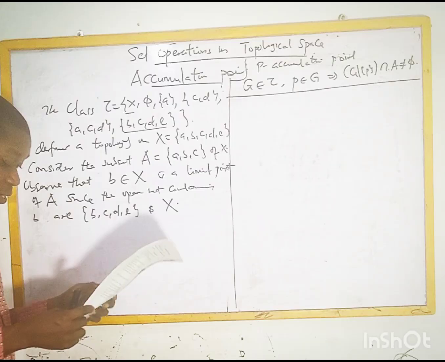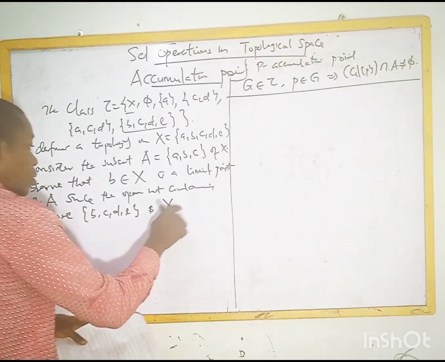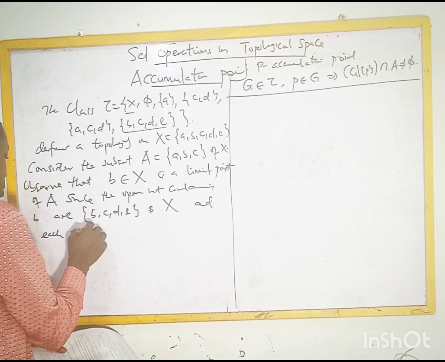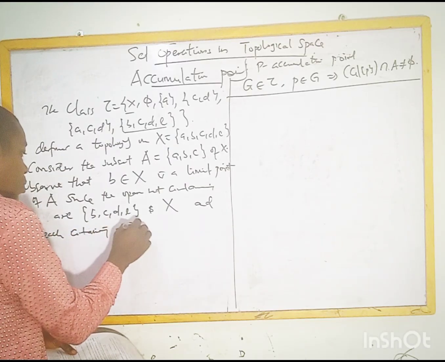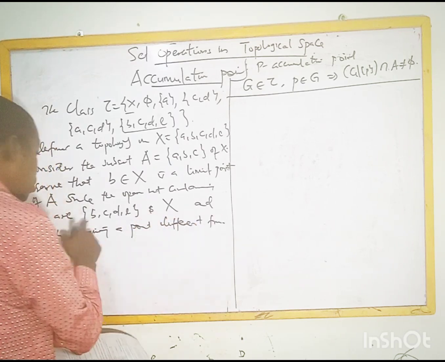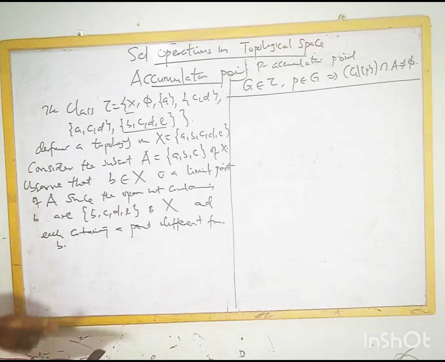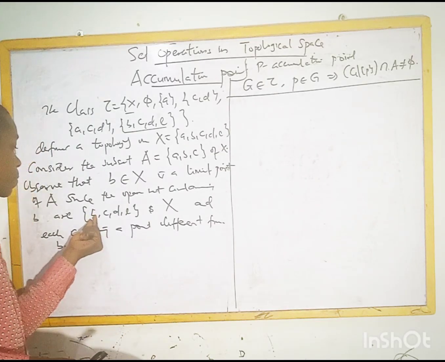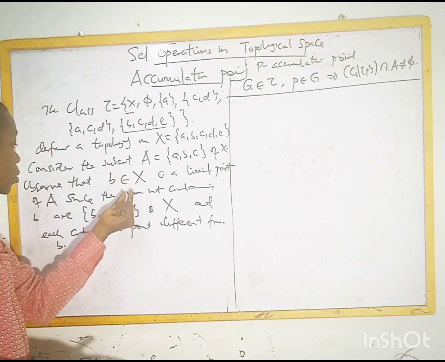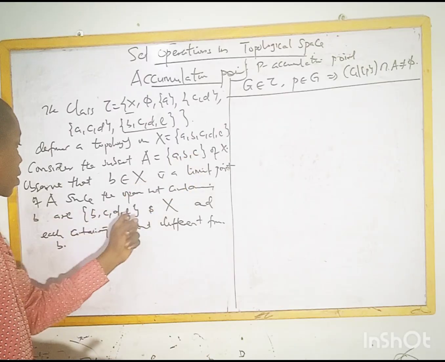They are the ones containing B, and each contains a point different from B. How? Look at it. If you remove B from here, we have C, D, E. C, D, E intersection A. Look at this.